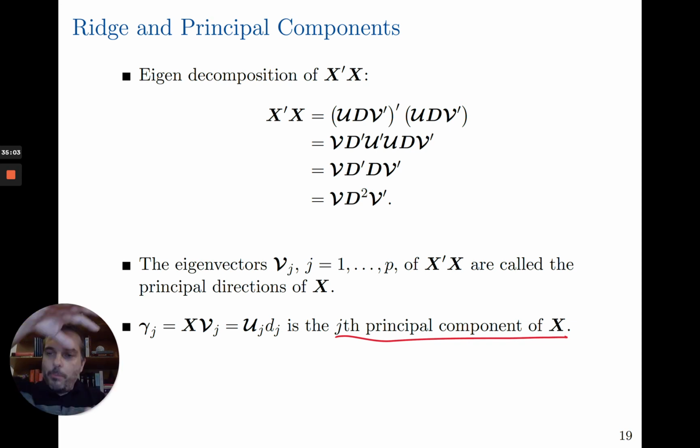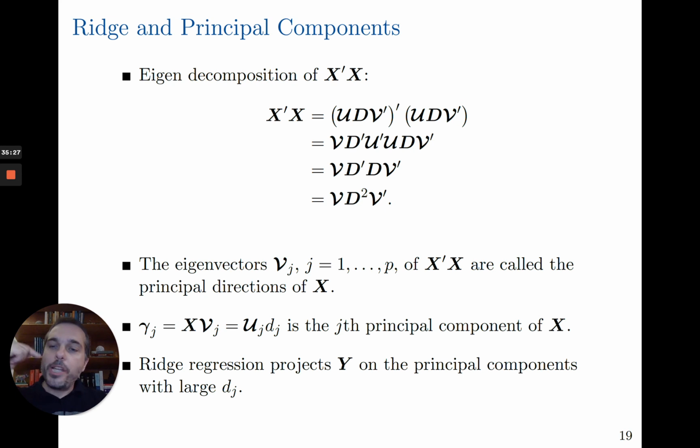So what's a principal component? We are rotating the data matrix, and we are selecting this rotation in such a way that the first principal component is the one which explains most of the variance in the data. The second principal component explains the most remaining variance, and so on and so forth. So ridge regression is projecting Y on the principal components with large dj compared to lambda.